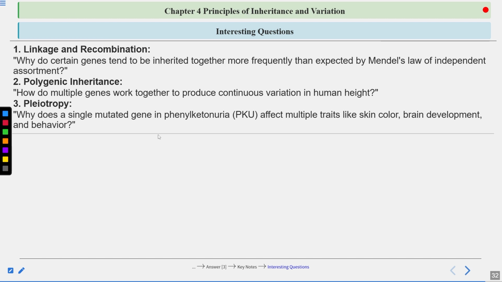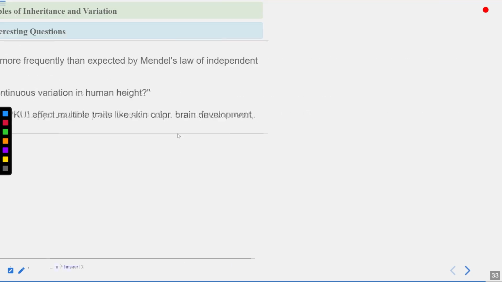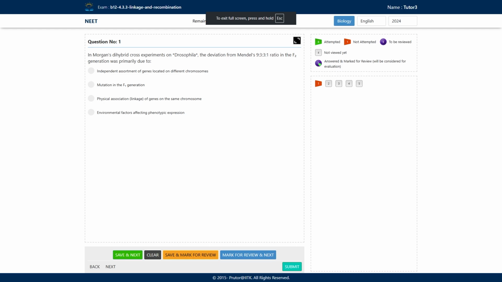Clear? So now we have discussed the theory. Now let's discuss the DPP related to these topics. Okay, let's start with this DPP now.